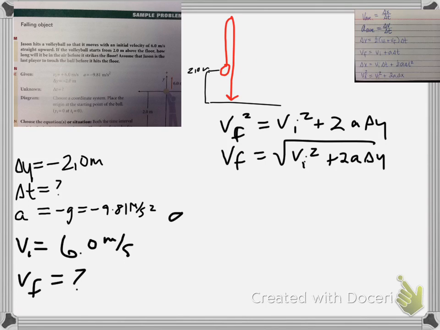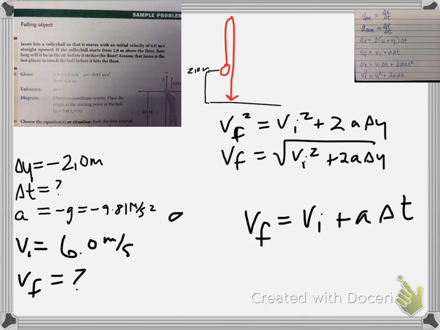Or there are two ways to tackle this. We could just solve for VF. And once we've solved for VF, well then we could use VF equals VI plus a delta t.